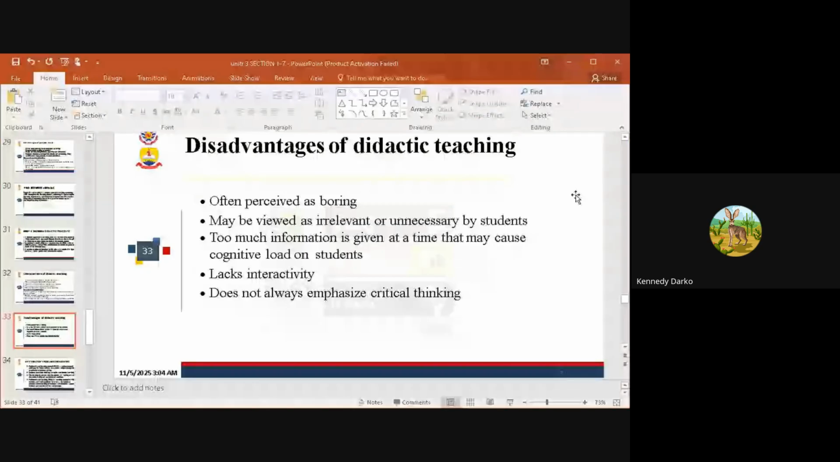It does not always emphasize critical thinking, because you are authoritative, you are giving answers to the student. You are not emphasizing critical thinking because it's about the exams you are going to write. These days teachers don't teach the curriculum, but they teach for students to pass their exams. Unlike those days, you had to teach everything under the curriculum. It's not like that these days.